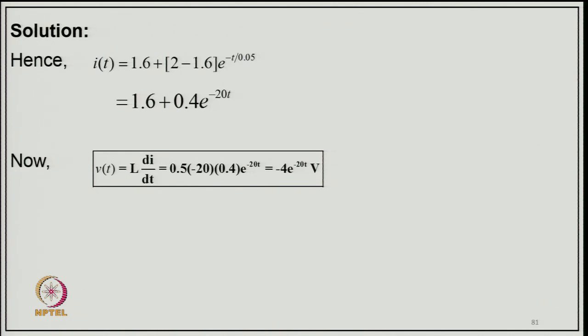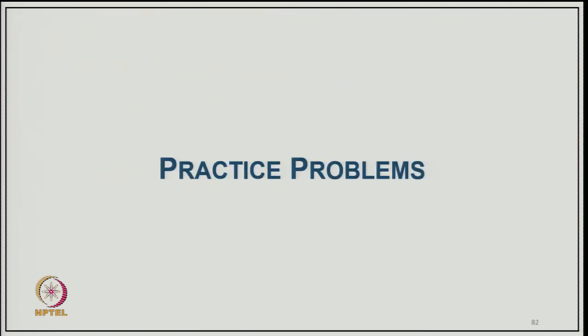e to power minus 20t, and v(t) will be equal to L di by dt, that will be equal to 0.5 into minus 20 into 0.4 into e to power minus 20t, that will be equal to minus 4 into e to power minus 20t volt, because with time this inductor voltage drop will go on reducing. For infinite time it will become 0. So, the inductor cannot finally store any voltage across it under steady state.